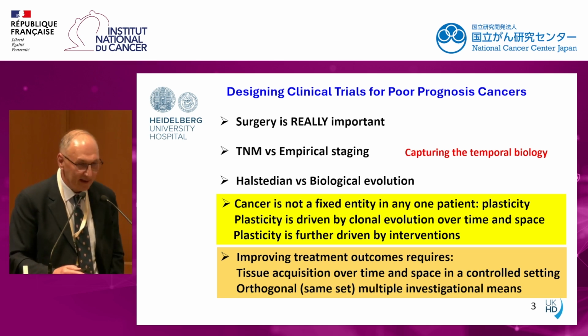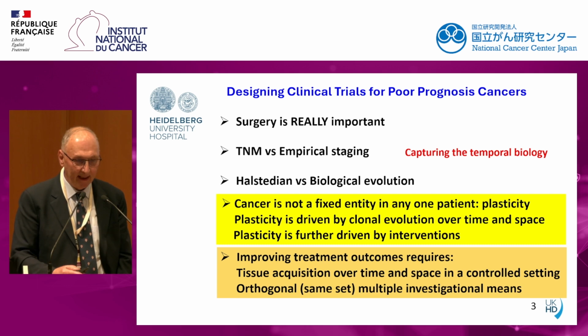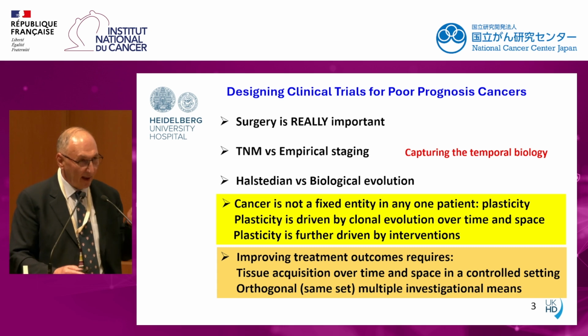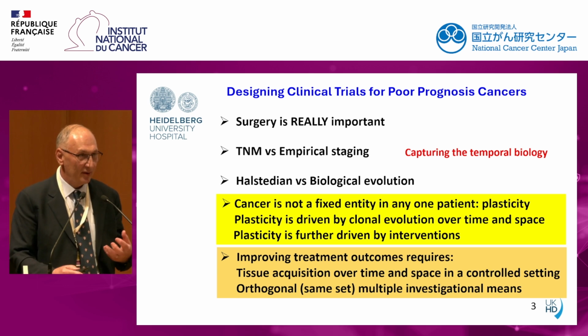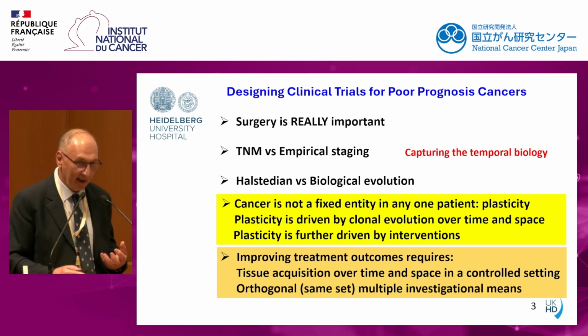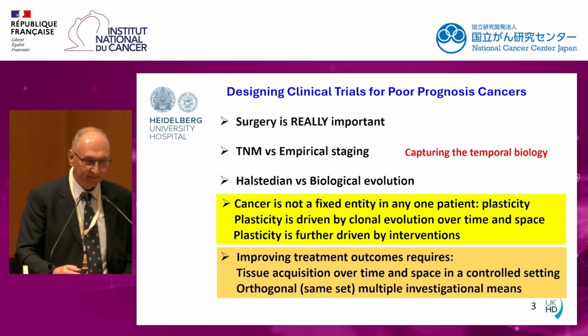Cancer is not a fixed entity in any one patient. And so there's something called plasticity, which is evolution, change, and so on. And it's driven by clonal evolution over time and space and intervention. Any intervention we make will change the phenotype and more of that cancer, epigenetic even.